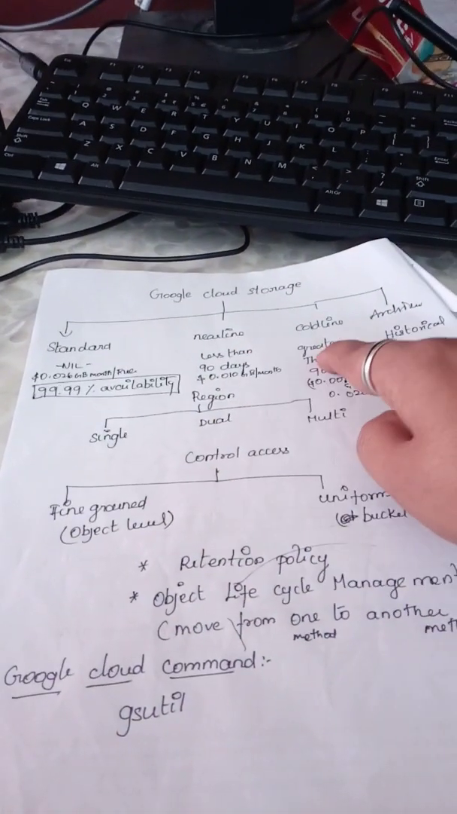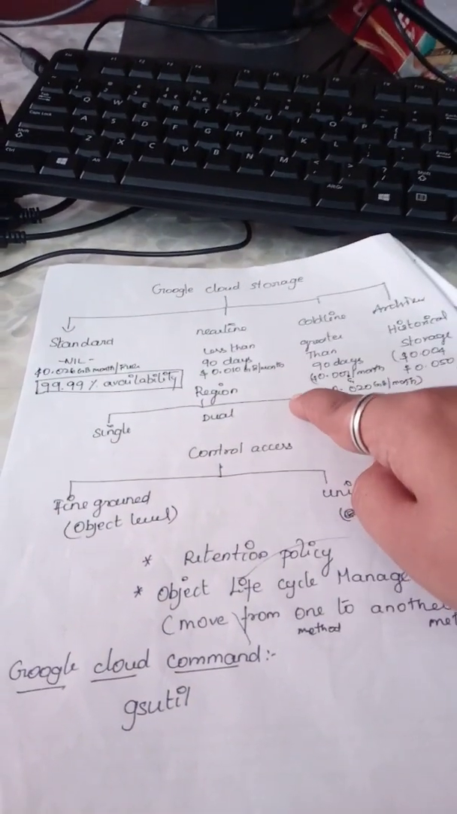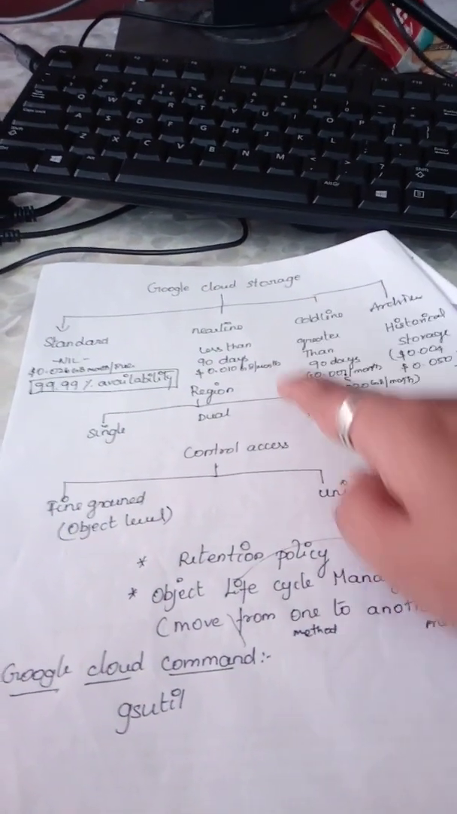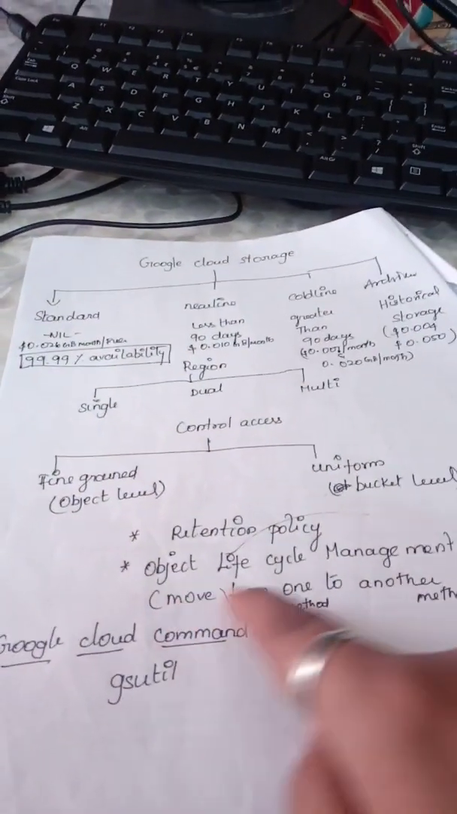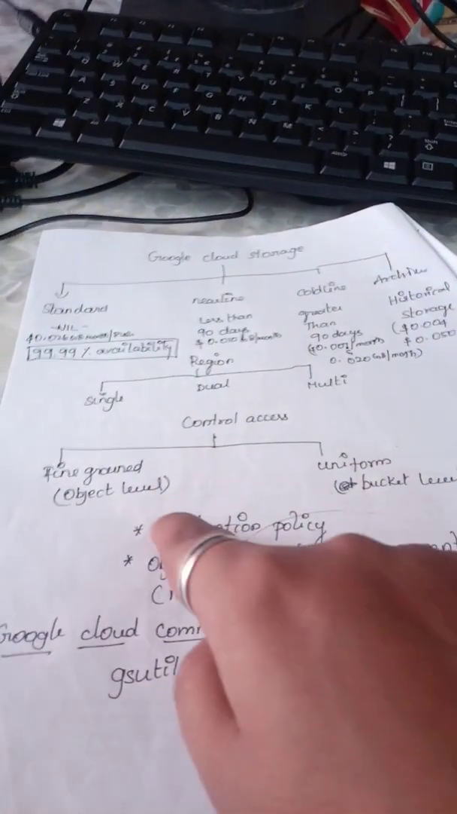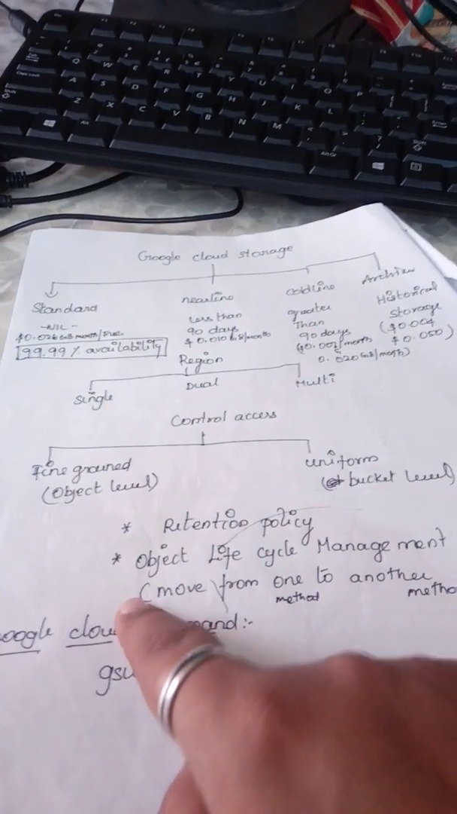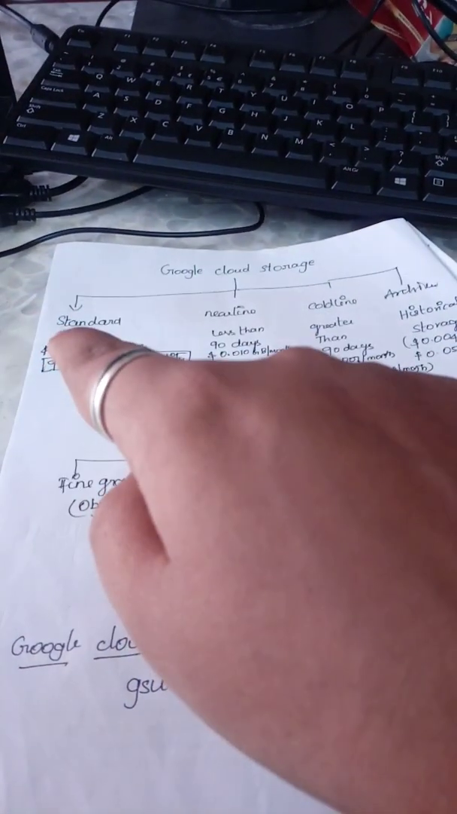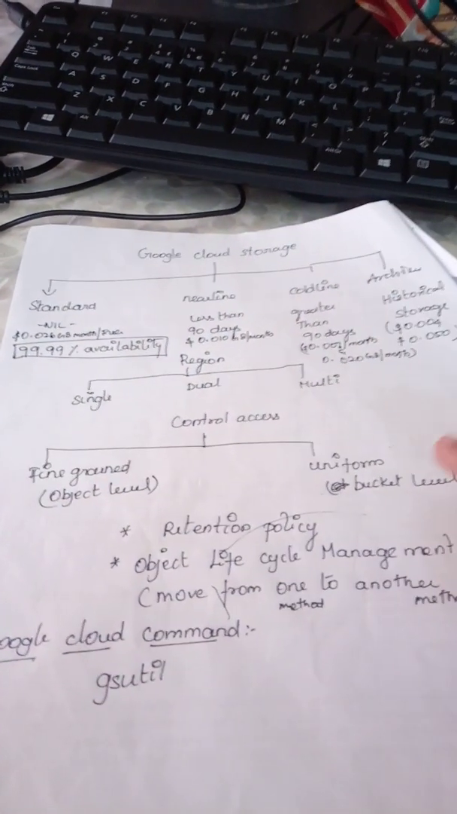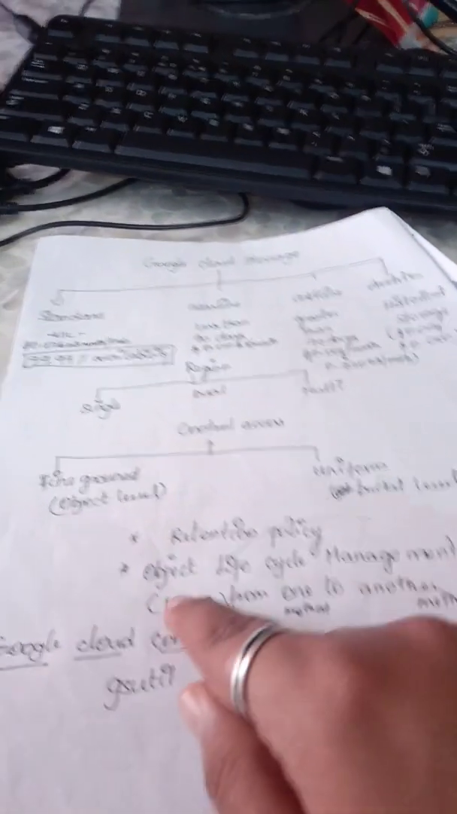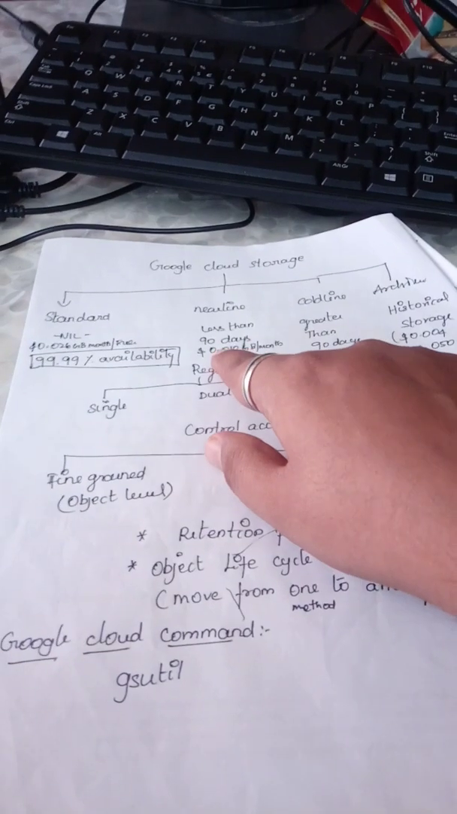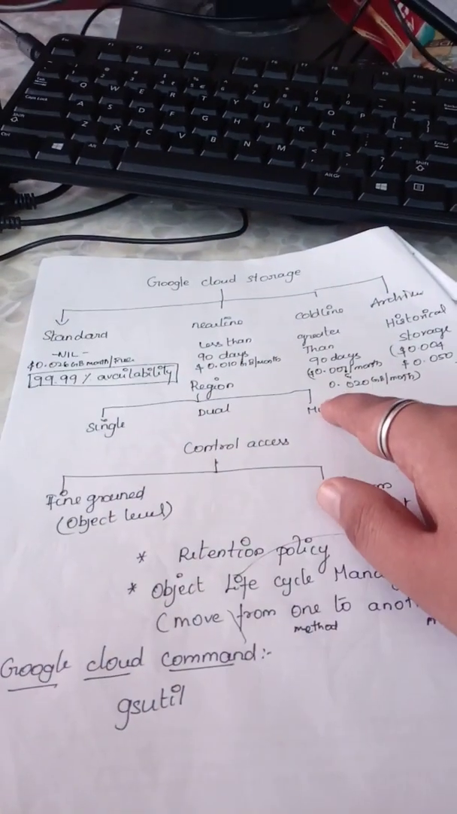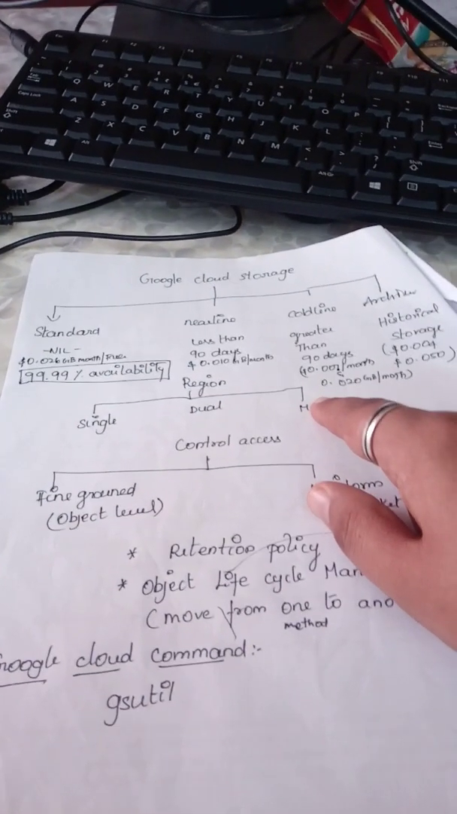like nearline, coldline, or archive. Then where, how, and what kind of access is controlled is access control. Questions that come under object lifecycle management will always be about movement from one storage type to another storage type. So you need to be very careful with lifecycle management questions, where you need to choose which concept will be cost effective for you.